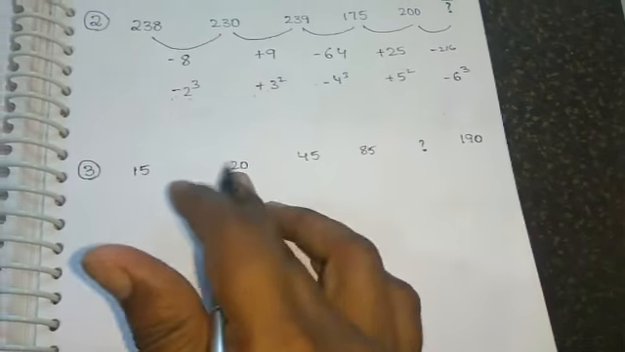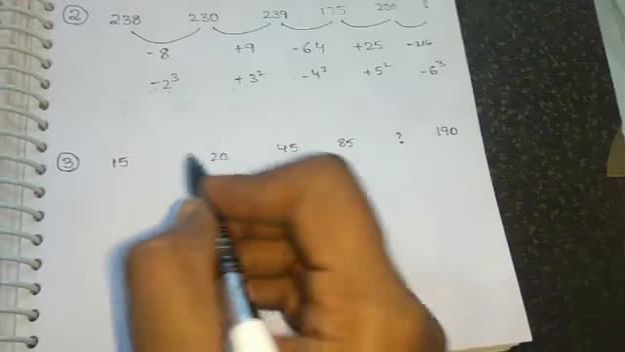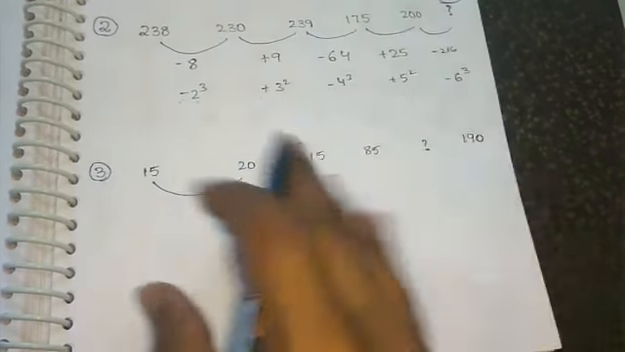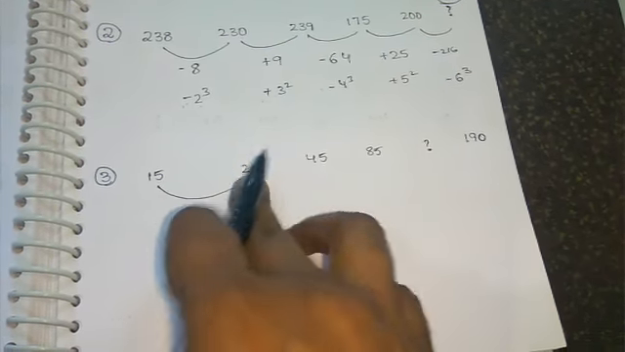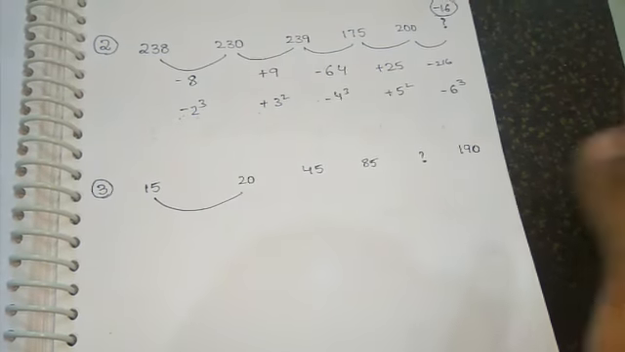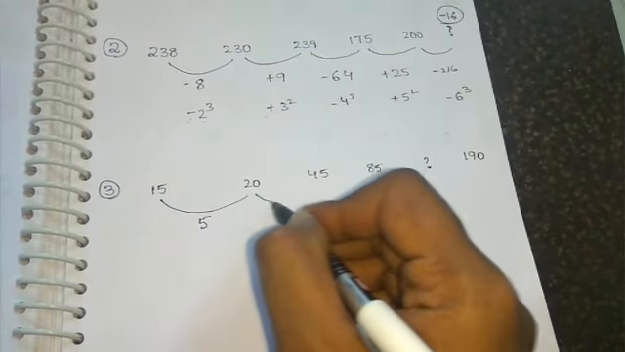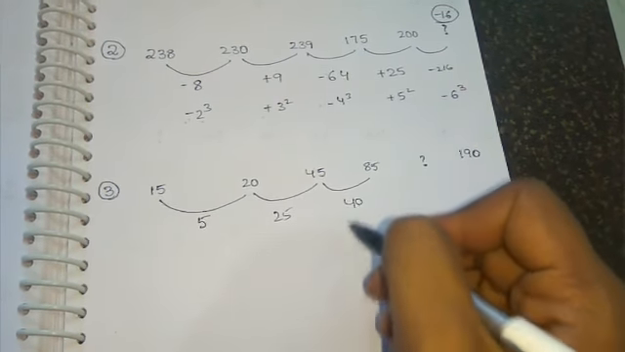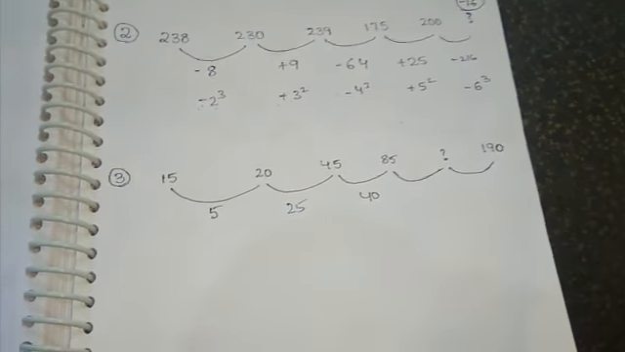15, 20, 45, 85, question mark and 190. So what is the difference? By just seeing this, we are unable to find the logic. No logic is found here. 4 square 16, minus 1, but 5 square 25, minus 5, and nothing is found here. So we should find the difference. Difference is 5. Here the difference is 25. Here the difference is 40. Here we don't know the difference. Here also we don't know the difference.